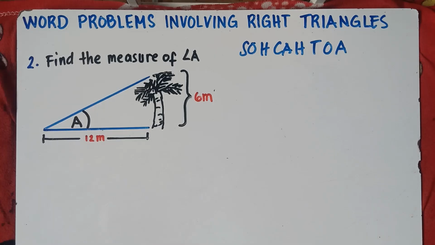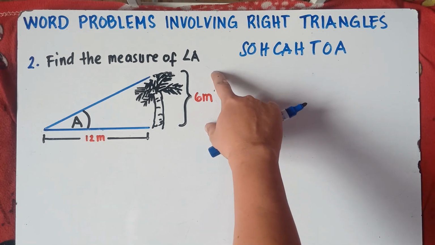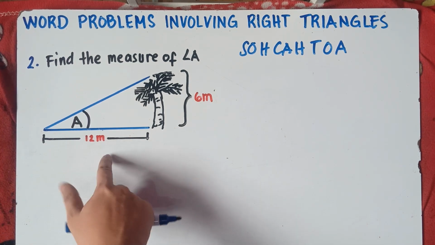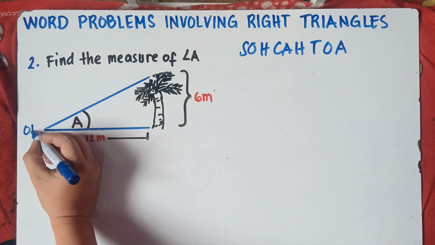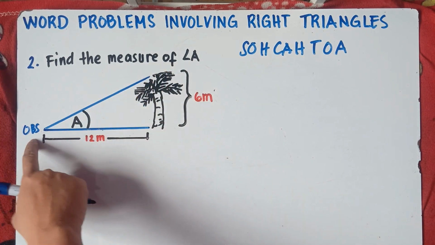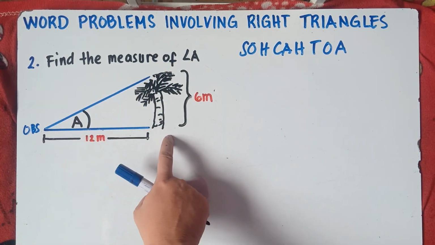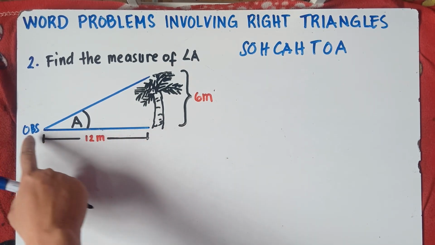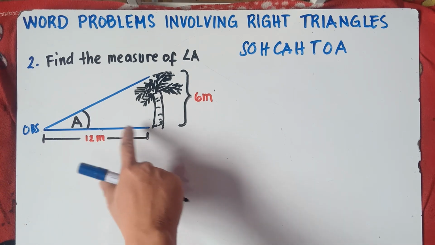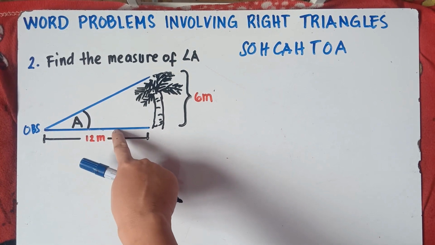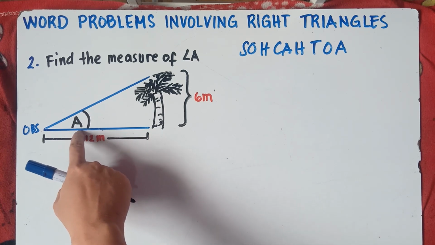Number 2, find the measure of angle A. So we have given height of the tree, that is 6 meters, and the distance along the ground to the observer, that is 12 meters. Therefore, this will be our observer. And the observer looks upward, and this line is what we call the horizontal line. Level to the eye of the observer is what we call the horizontal line, and the angle above this horizontal line is what we call the angle of elevation, and we're told to find this angle right here.